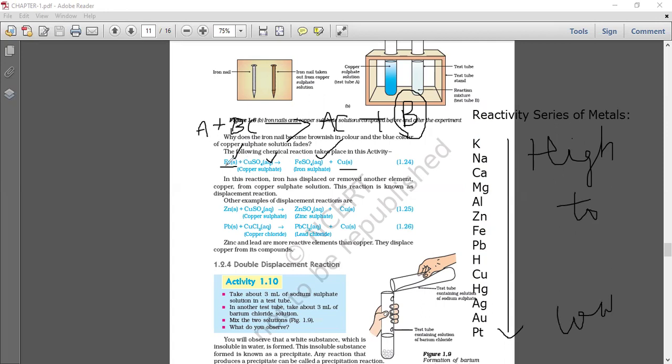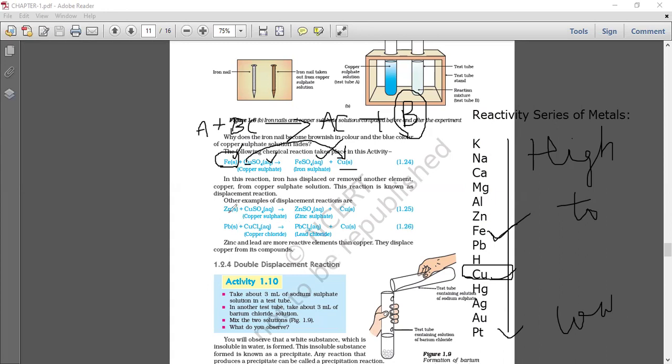Now if you observe, we have two metals here. One is iron, and another metal is copper. Sulfur and oxygen are gases. Comparing iron and copper, iron is more reactive. So iron displaced copper. Why has it displaced copper? Because copper is a less reactive metal. Iron reacts with sulfur and oxygen, and it forms iron sulfate.